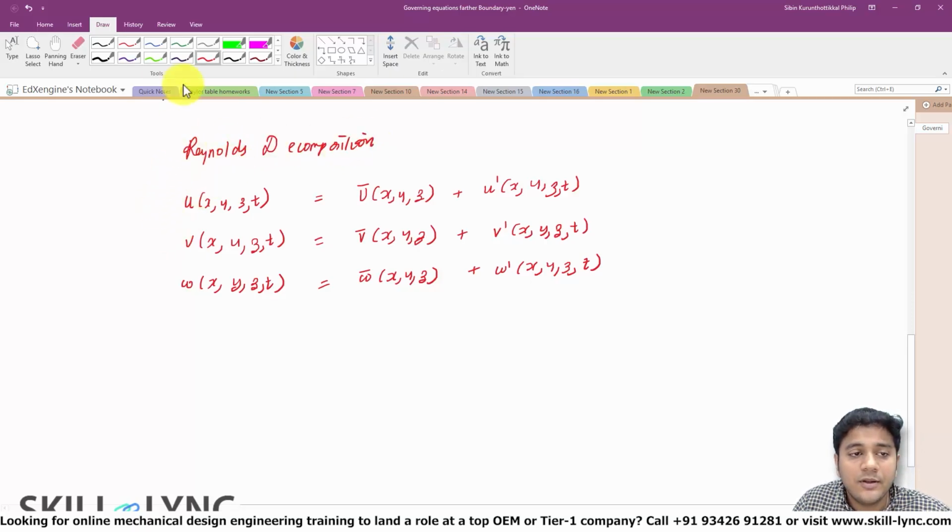So for example, if you look at this u equation, you can see that this u is your instantaneous velocity at any point in time and space, right? So that is why u is a function of x, y, z and time. Now what we are doing is we are taking this velocity and splitting it into two components. One component is just a function of space and the other is a function of time and space. This right here is the averaged quantity, right? To be specific, it's a time averaged quantity plus a fluctuation.